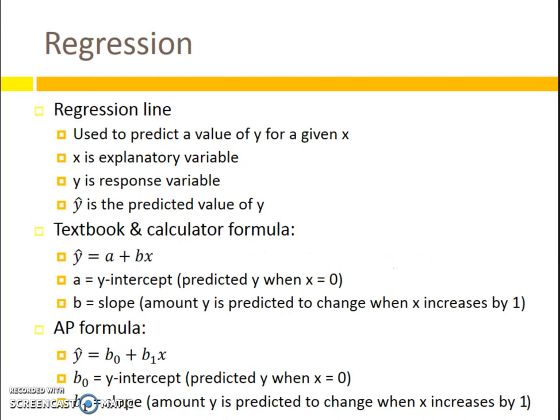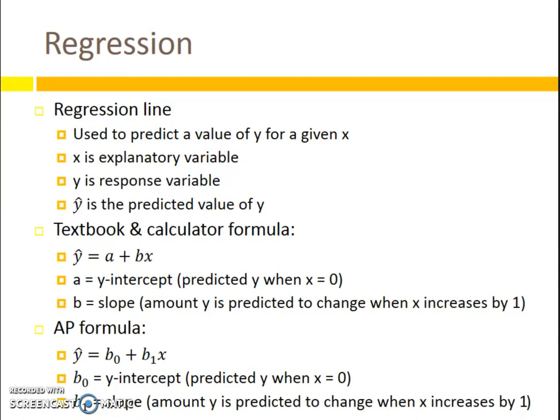So what is regression? A regression line is used for lots of things. We use it to predict a value of y for a given x. Remember, x is our explanatory variable and y is our response. And y hat, that little caret on top of the y, we call y hat. Y hat is going to be our predicted value of y, what we think y should be.